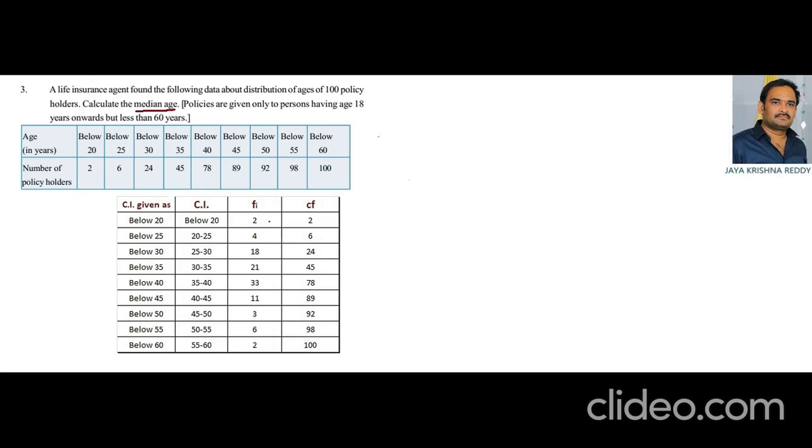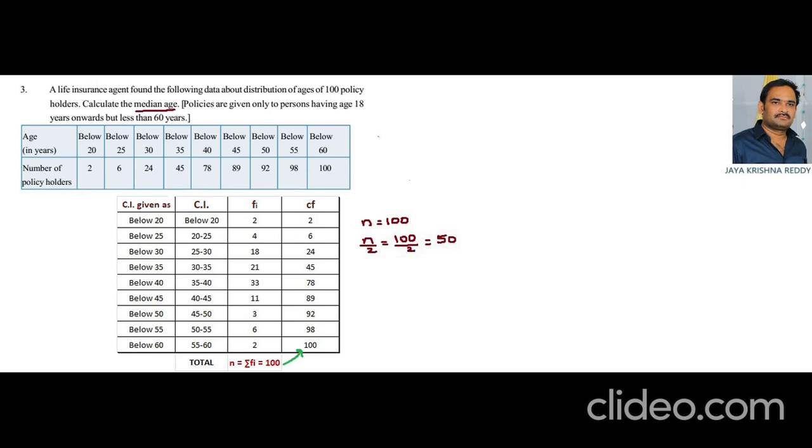Now find the sum of the frequency values. N equals 100, and this value is always equal to the last CF value in the column. Now write the values which we are going to substitute in the formula. So what is N here? N equals 100, and make it half. N by 2 means 100 by 2, so it equals 50.